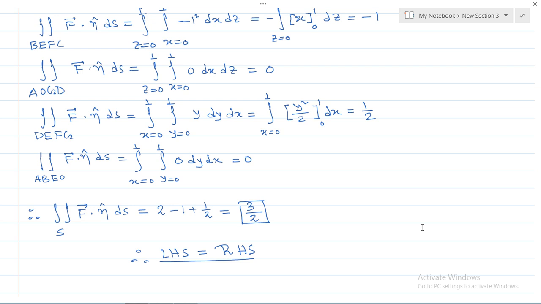Just keep this in your mind. So ultimately, what will be the value of this surface integration? All these values we have to add, that is 2 minus 1 plus 1/2. So the result is going to be 3/2. Okay, so here we can declare that also LHS equals RHS. So the Gauss Divergence Theorem is verified. Hope you have understood this. Thank you all.